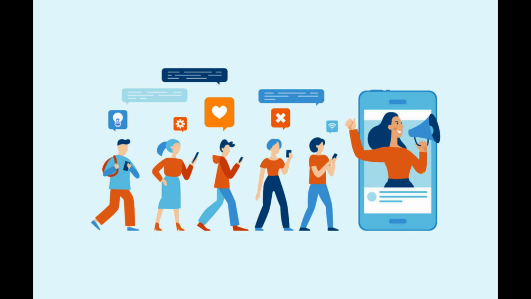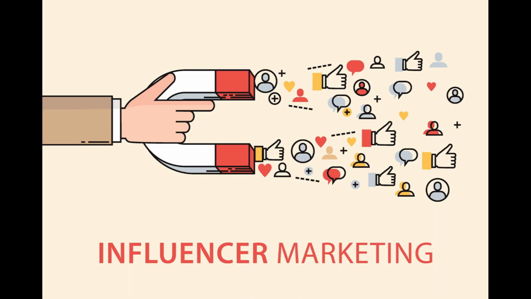Part 6. Building long-term relationships with influencers. Building long-term relationships with influencers is key to the success of your influencer marketing campaigns. When you work with an influencer multiple times, you can build a deeper relationship and create more authentic content that resonates with your audience. To build long-term relationships with influencers, it is important to establish clear expectations and communicate effectively.